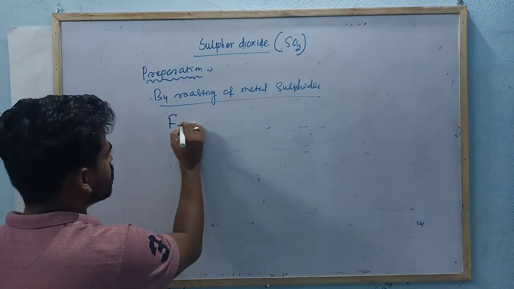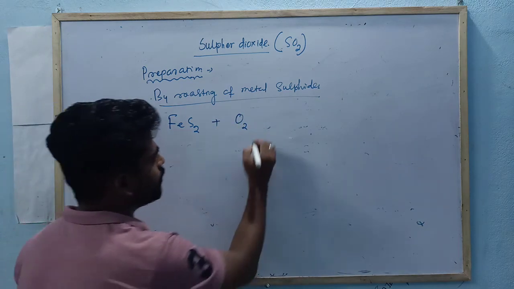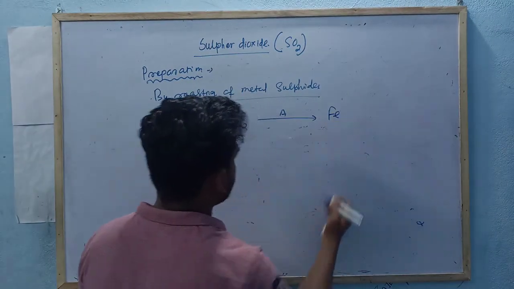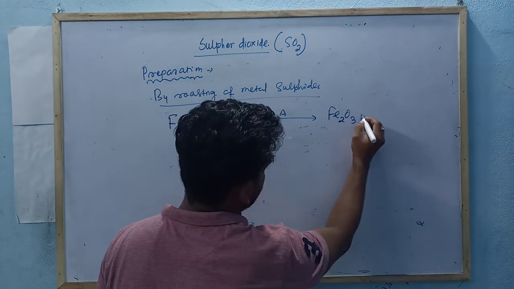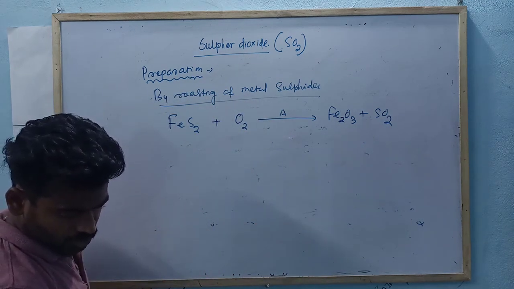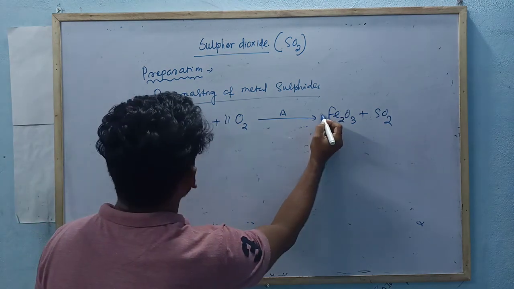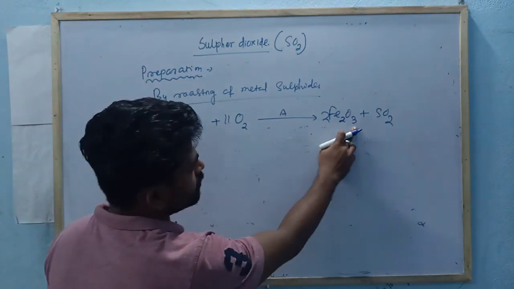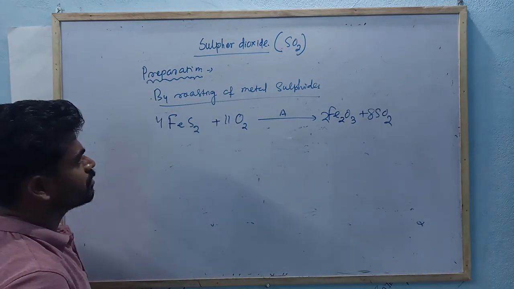Metal sulfide means, suppose FeS2, iron sulfide, plus roasting means in presence of oxygen you have to heat. It will give you the corresponding oxide, Fe2O3, plus SO2. Balancing: 4, 11, 2, 8. So this is the equation.